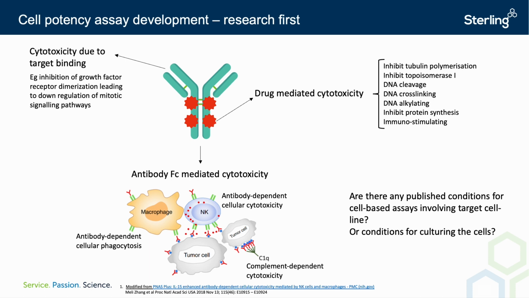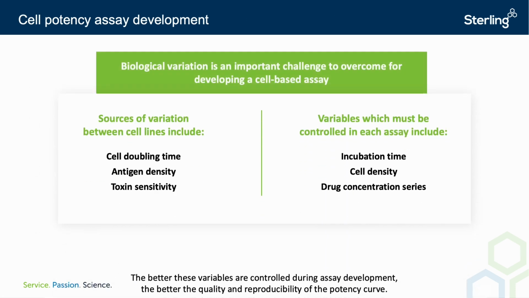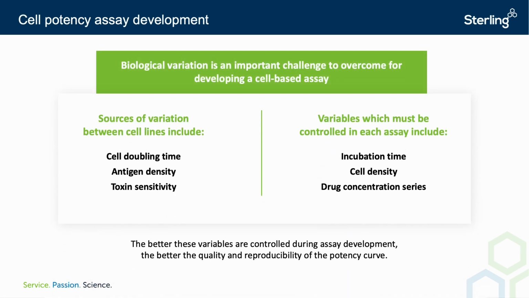A search of the literature surrounding a particular ADC and cell type is also useful for establishing some starting conditions to use in the initial phases of assay development. An important challenge to overcome when developing a cell assay is biological variation. Sources of variation between cell lines include cell doubling time, antigen density on the cell surface, toxin sensitivity, and seeding density.